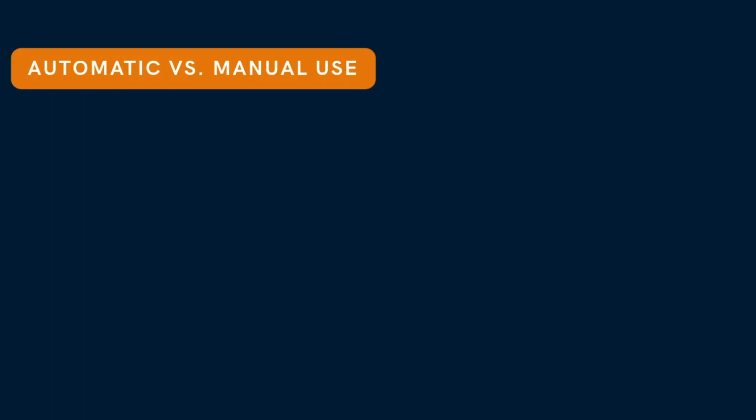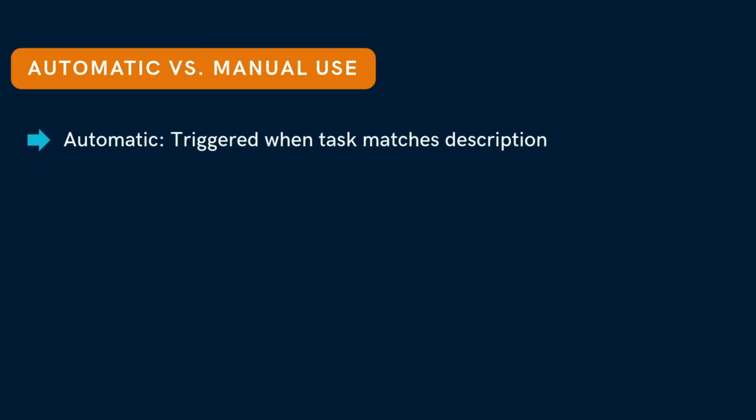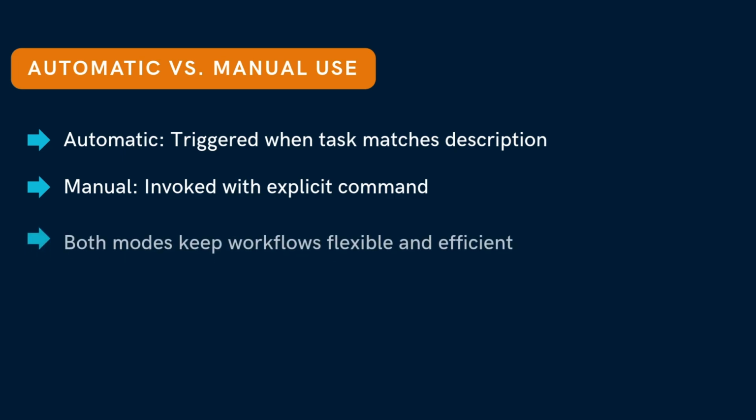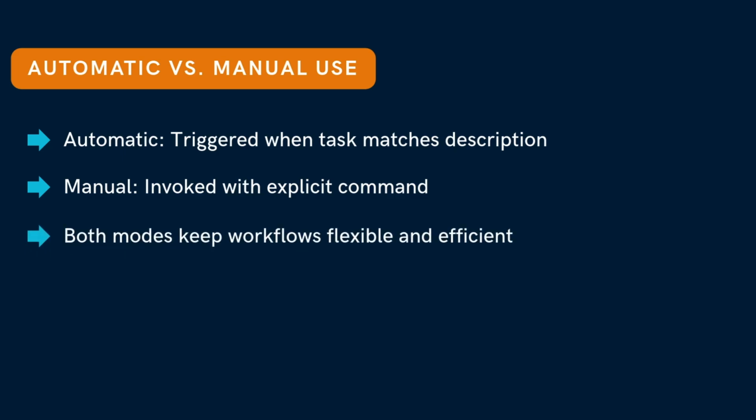In automatic mode, Claude sends tasks to subagents when they match their job. This saves time for things you do often. In manual mode, you trigger them yourself. That's useful when you want more control or need precision. Both modes work together to keep your workflow flexible and smooth. You can switch between them anytime.